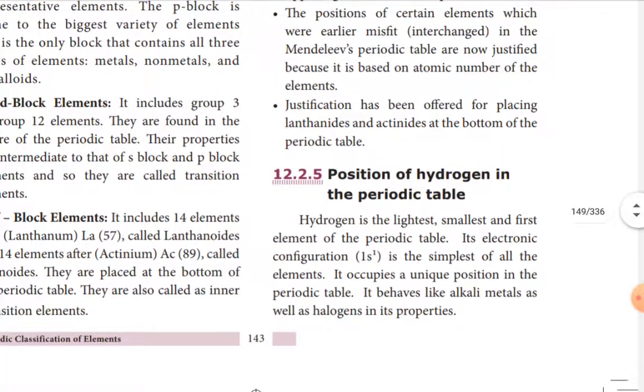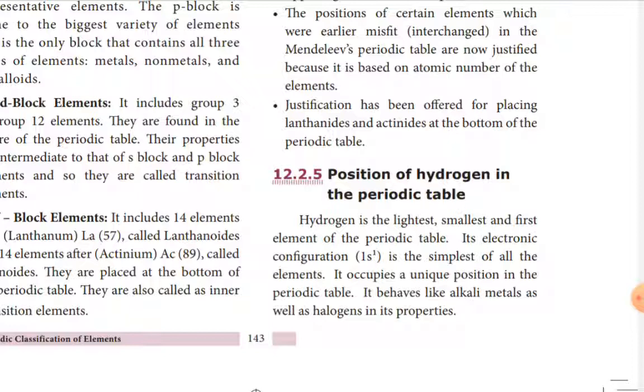Now see, the position of hydrogen in the periodic table. Hydrogen is the lightest, smallest and first element of the period, because the atomic number is 1 and the atomic mass is also 1. So hydrogen is always located in the first position in the periodic table. But hydrogen is not a metal, it is a non-metal, yet it is given in the group of alkali metals, as the first element in that group.